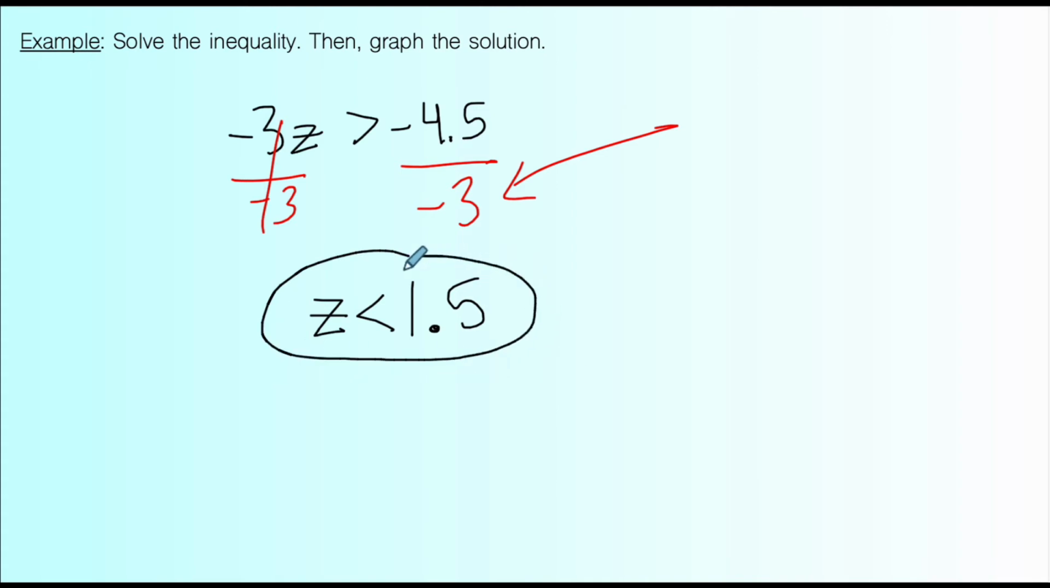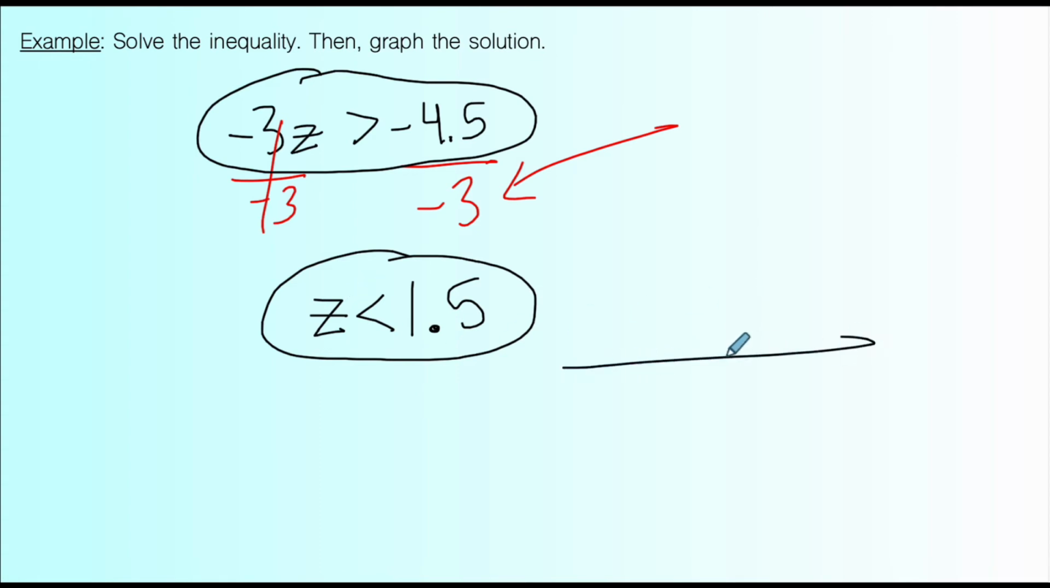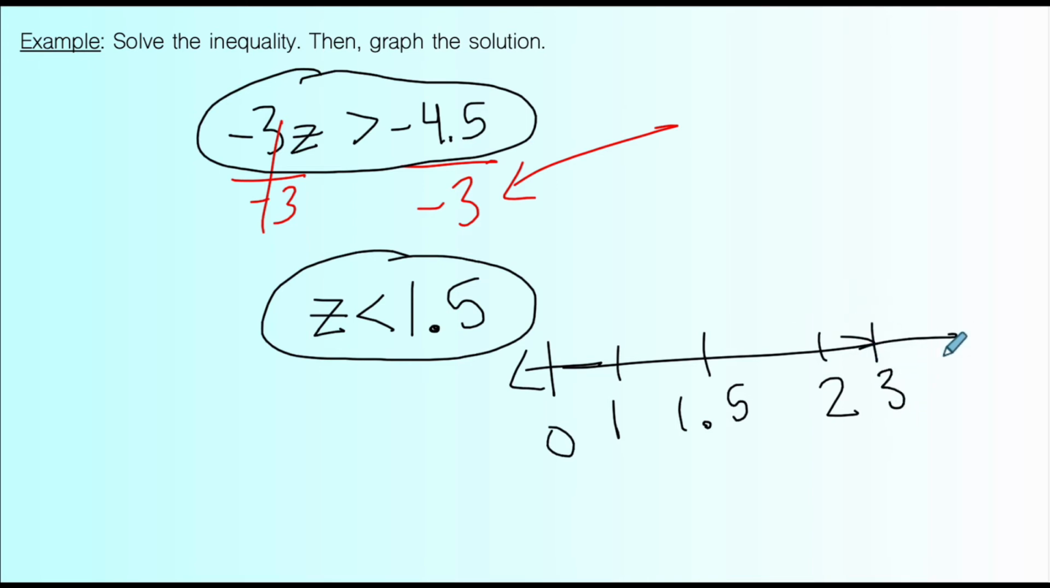So what that tells me is if I want this original inequality to be true, all of the values for z have to be less than positive 1.5. And let's just graph that real quick. All right, now to prove this, pick something on either side of the inequality and plug it back in.